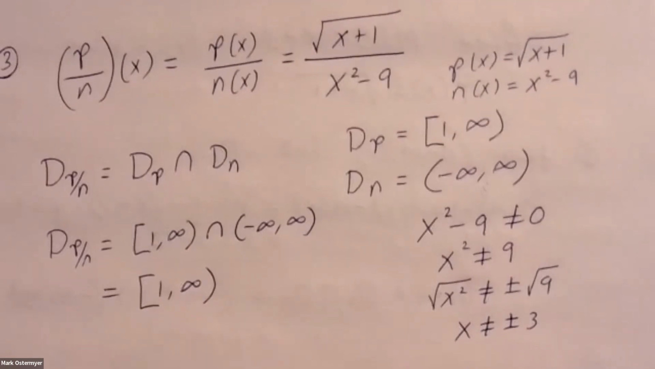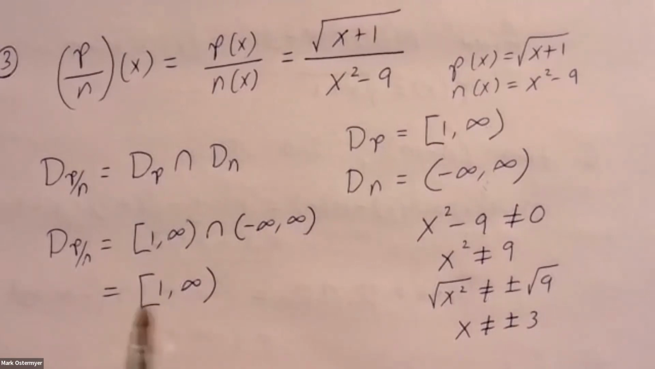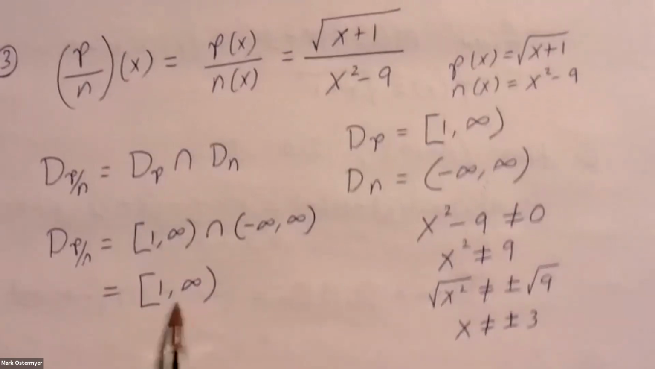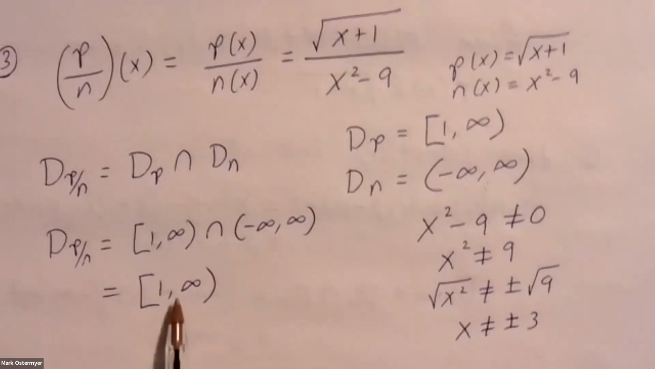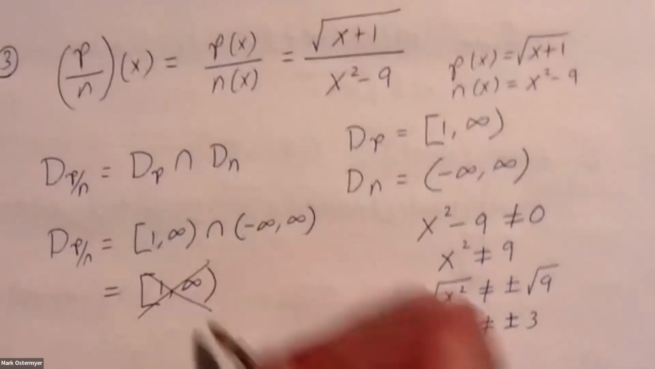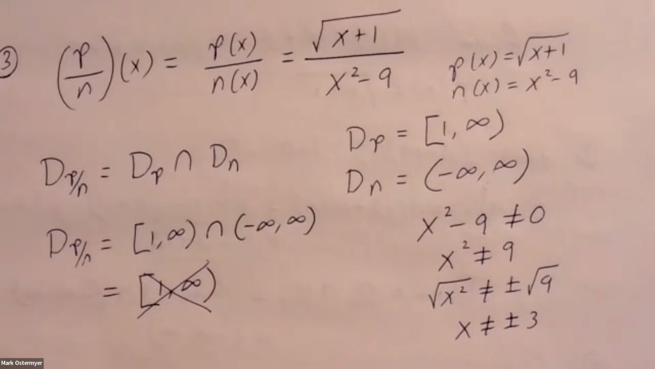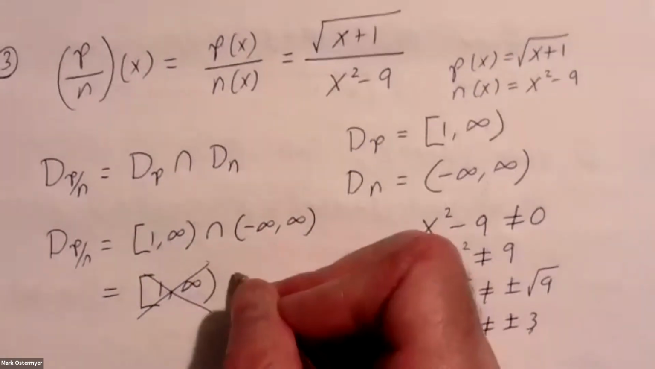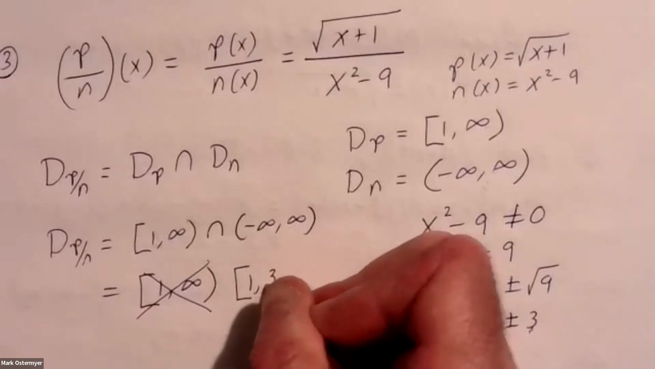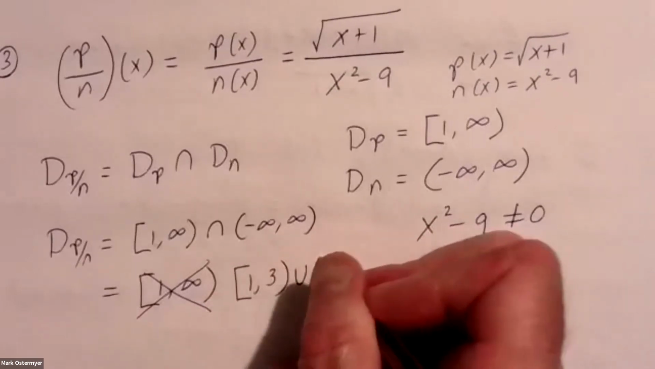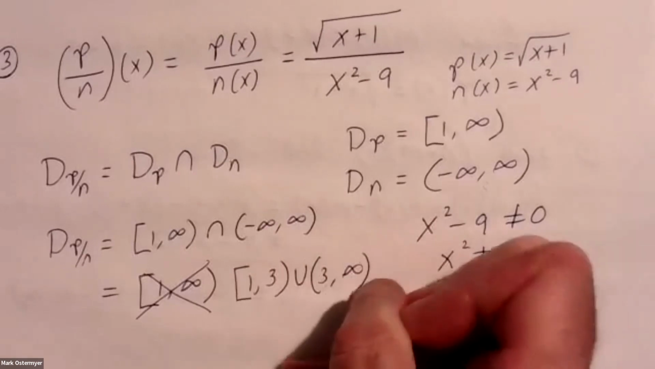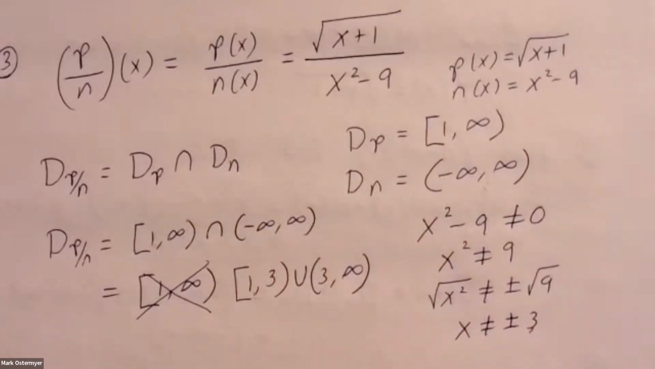Now, negative 3 is not an issue, because negative 3 is not even in this set. We don't have to worry about it. But positive 3 is. So this is no good. We got to kick positive 3 out of here. It cannot be in the domain of this quotient function. This is not the correct domain. The correct domain of our quotient function must be all real numbers greater than or equal to 1, but not including 3. You cannot include 3. So the domain would be including 1 up to 3, not including 3, in union with not including 3 up to positive infinity. That would be the domain of this quotient function.